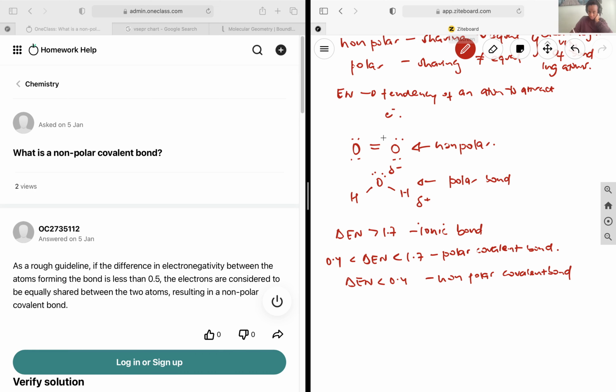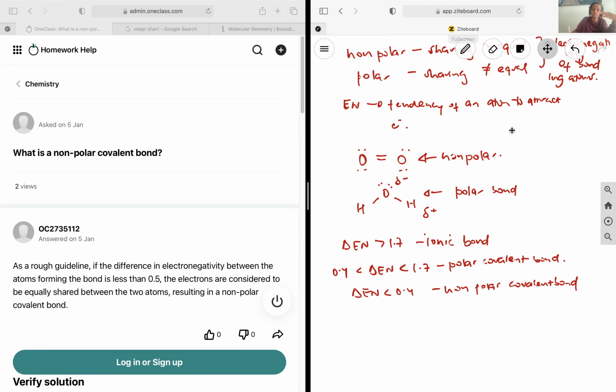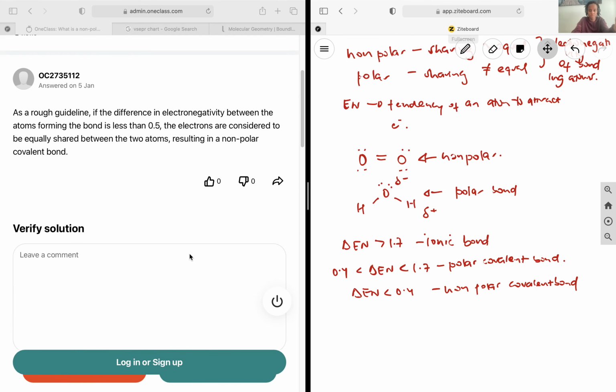And so that is like in the scenario of O2, where the difference in electronegativity is 0, which is less than 0.4, so you have a nonpolar bond. So that's what I meant by the roughly equal, because you're allowed a difference of 0.4. And that is going to be your final answer.